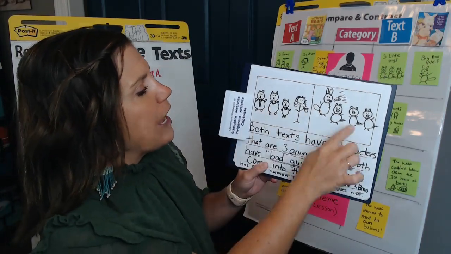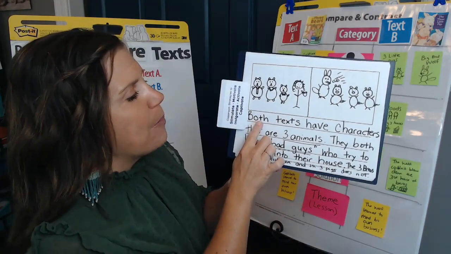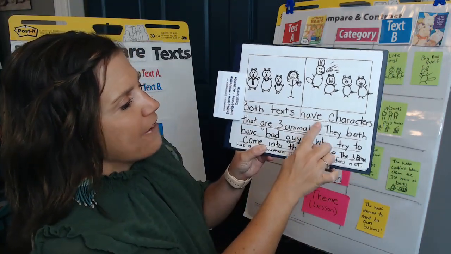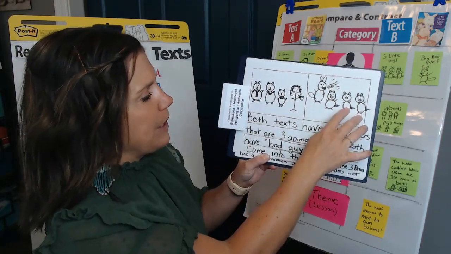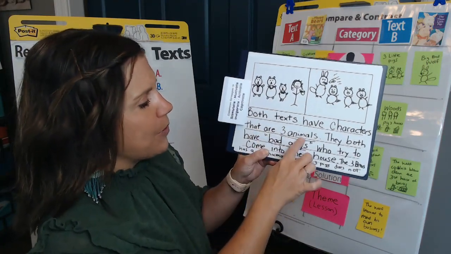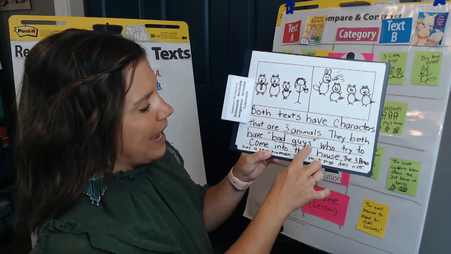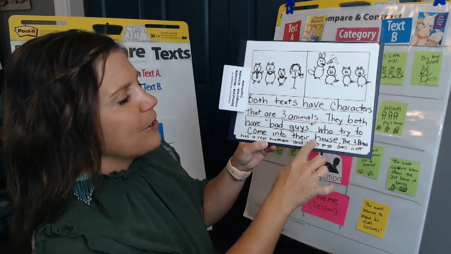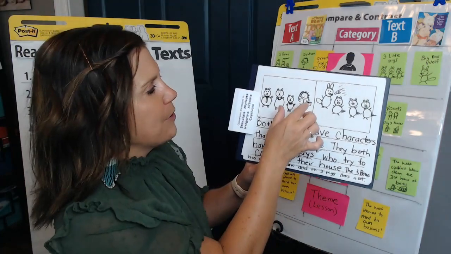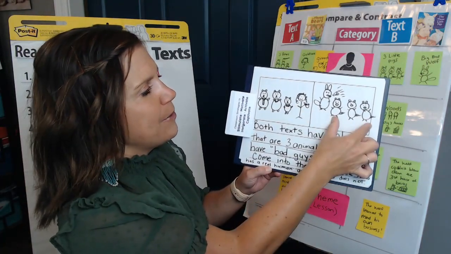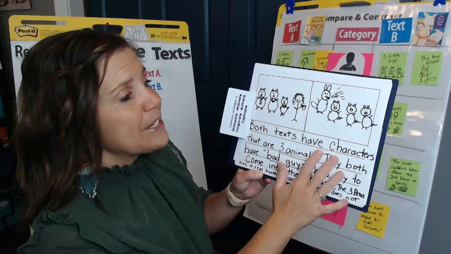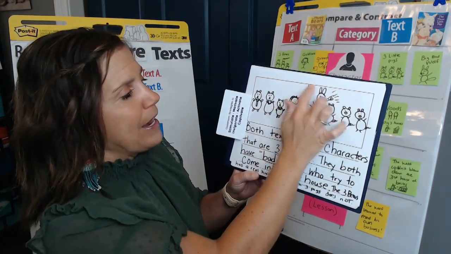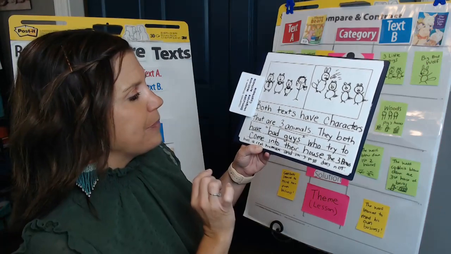Okay, so how they're similar, I wrote both texts have characters that are three animals. Remember, three bears, three pigs. They both have bad guys who try and come into their house. So that's how they're the same. If you weren't writing sentences, you could just label like bad guy, bad guy. You could put labels on there, right?